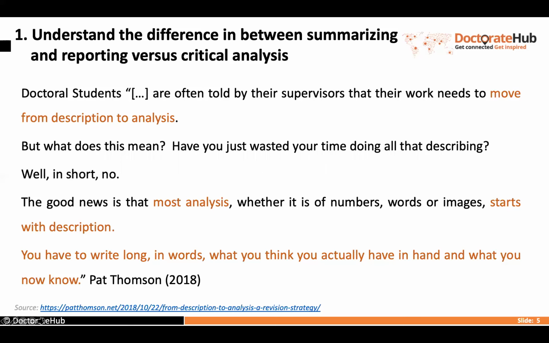It's nothing to do. And if you want, you are also invited to check this blog post from my colleague Pat Thompson. She provides some useful tips on how to revise your initial writings and how to take it further.